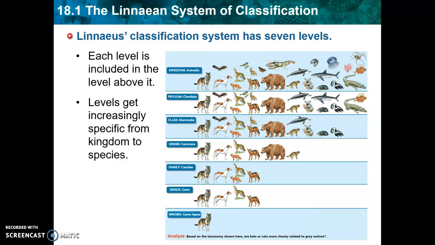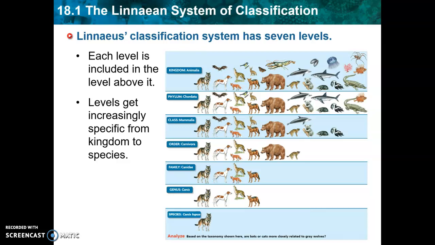Then we can further subdivide into class Mammalia. Those are only things that are mammals. They have hair. They nurse their young with milk. And you can see we have excluded things now like reptiles and fish. Order Carnivora would be generally carnivorous mammals, although some have adapted to have a little bit more of a varied diet. They might not just rely on meat.